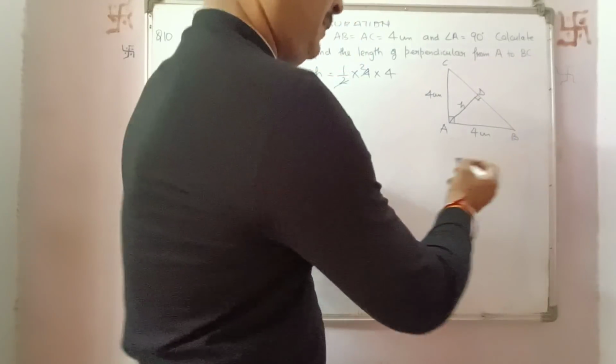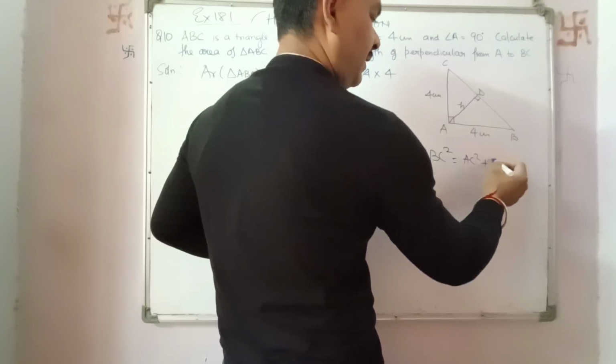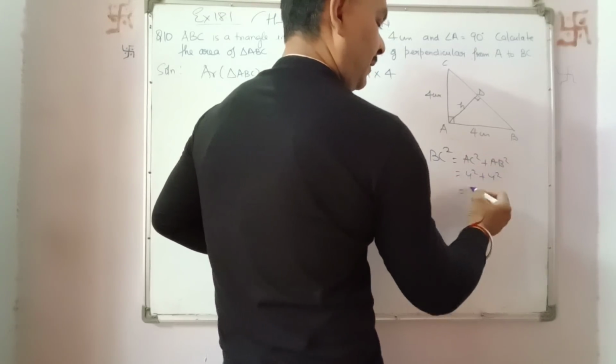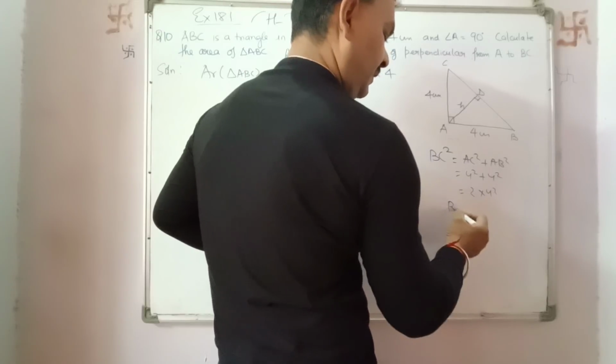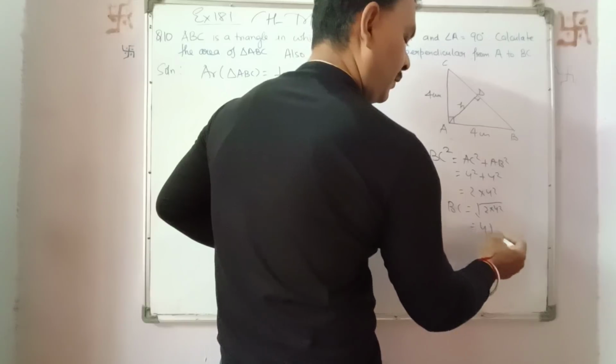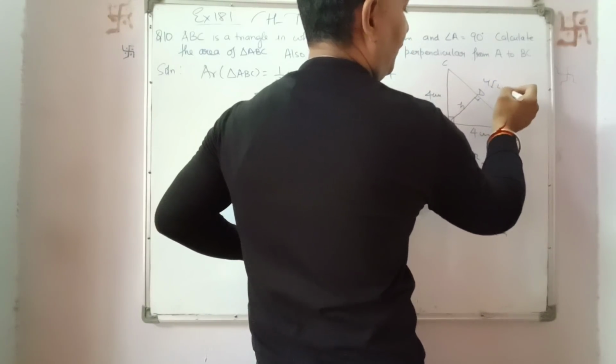So BC can be easily found by the Pythagoras theorem. BC square is equal to AC square plus AB square, or 4 square plus 4 square. That is 2 times 4 square, or BC is equal to under root 2 into 4 square, or 4 root 2 centimeter. So BC is 4 root 2 centimeter.